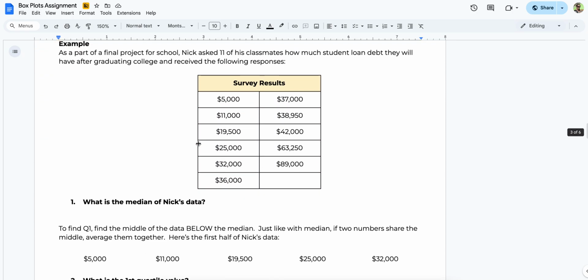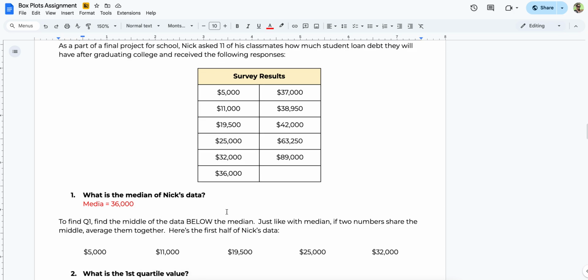So if we're looking at this example, we have 11 data values here, and they want us to first find the median. So what we're going to do is we're going to add all of these values up and divide by 11. So I'm not going to type this out, but we're going to add 5,000 plus 11,000 plus 19,000, et cetera, et cetera. And if we did this correctly, we should have a mean that is equal to 36,000, okay? And so remember our median being the middle value. Oh, and I'm sorry, I just described how to find the mean. So the median is the middle. So if we looked at these in order, 36,000 is the middle, okay?